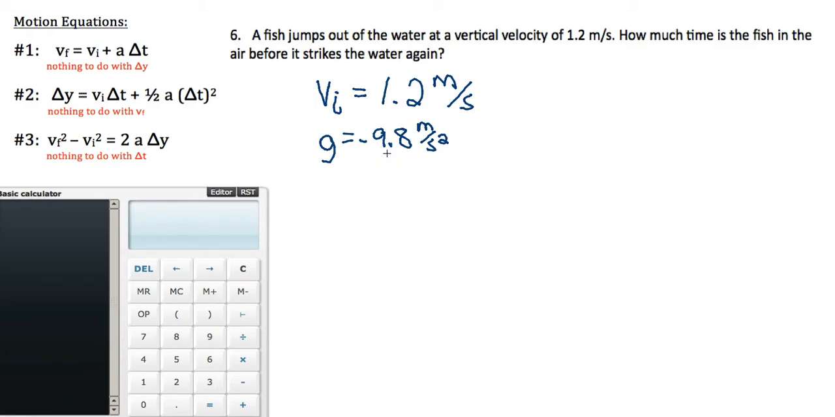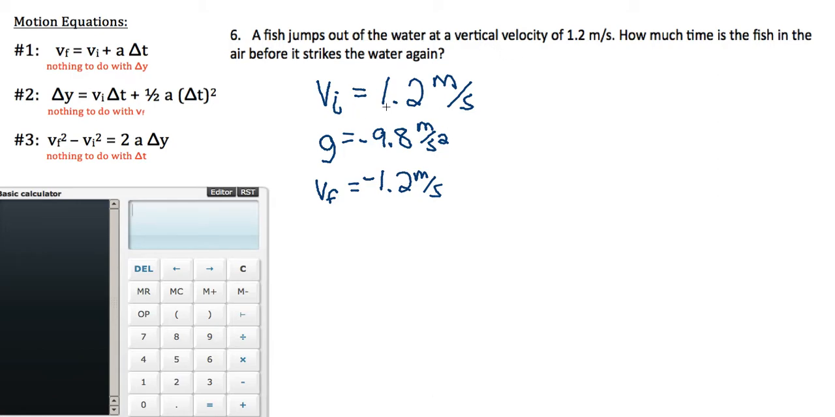Okay, in addition to that, we know it's going up and it's coming back down. When it leaves the water, it's going at a speed of 1.2. As it goes up, it's slowing down; at the top, it has a speed of 0. When it gets back down to the bottom, it has that same speed, but in the negative direction. So the velocity final for this scenario, when it goes up and comes back down, is going to be that same amount, 1.2. However, it's going downward, so we have to add a negative to that. Its final velocity will be the opposite of its initial.